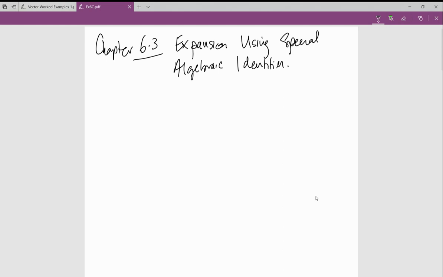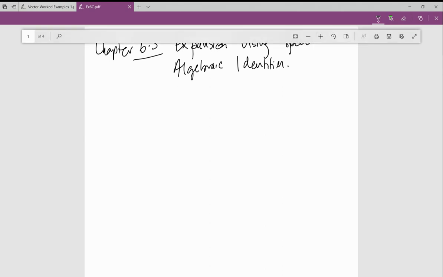Okay, today I'm going to teach you chapter 6.3. This is expansion using special algebraic identities. After you have learned this, you can do exercise 6C. Don't try and do it before you actually listen to me.